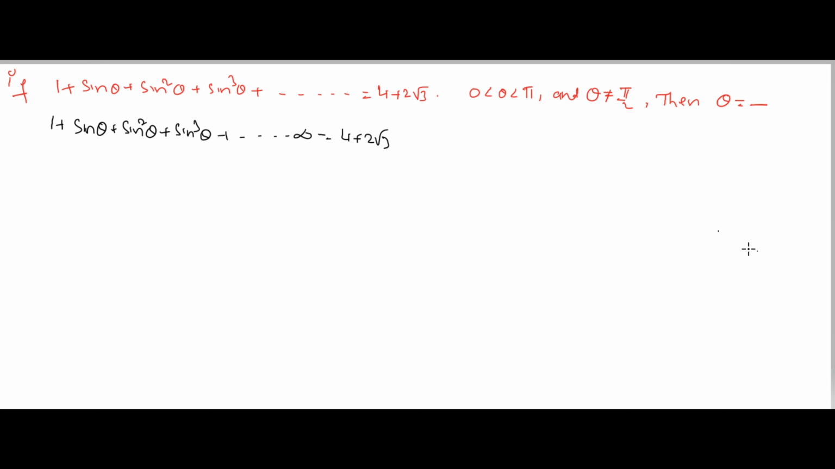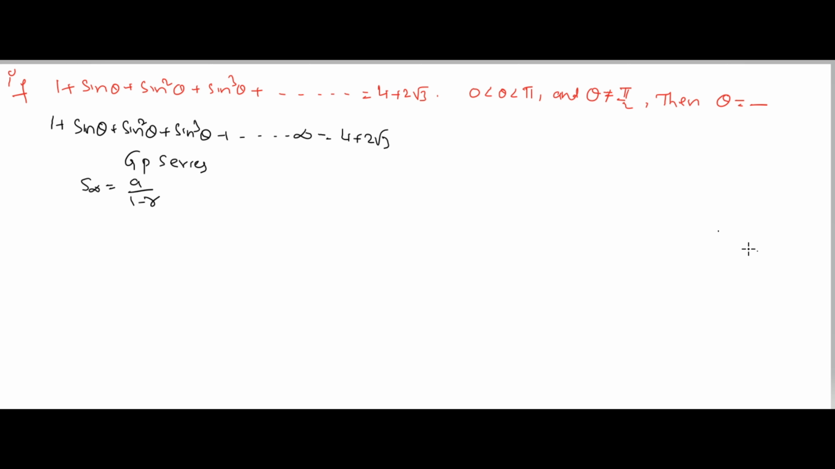Here the common ratio is sin theta by 1, which is sin theta, and sin square theta by sin theta is sin theta, and sin cube theta by sin square theta is sin theta. So the common ratio is the same. This series is a GP series, an infinite GP series, that is S infinity is equal to A by 1 minus R.